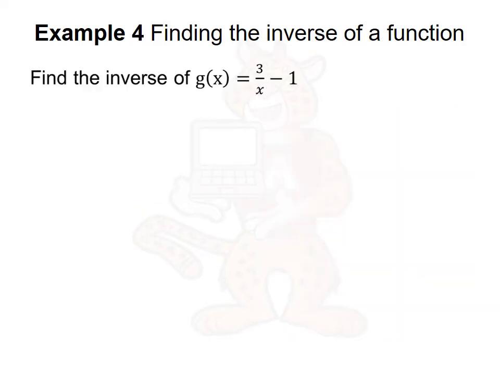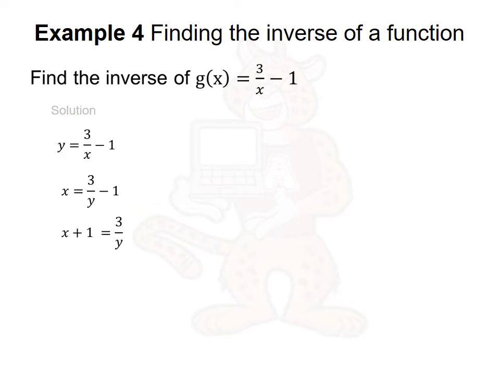Let's make one more example of finding the inverse of a function. In this case, we're going to find the inverse of g of x equals 3 over x minus 1. Same as before, we switch g of x for y, so we say y equals 3 over x minus 1. The next step will be to switch x and y, so my new equation becomes x equals 3 over y minus 1. Let's leave alone the expression with the y, 3 over y, so the minus 1 passes to the left, adding: x plus 1 equals 3 over y.